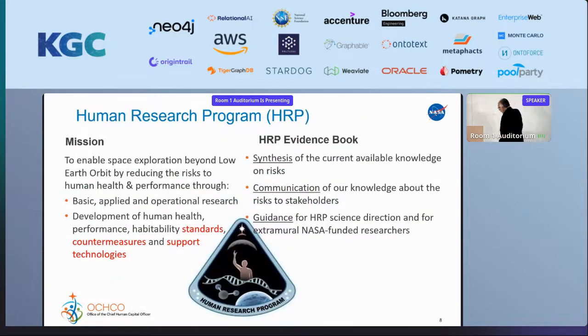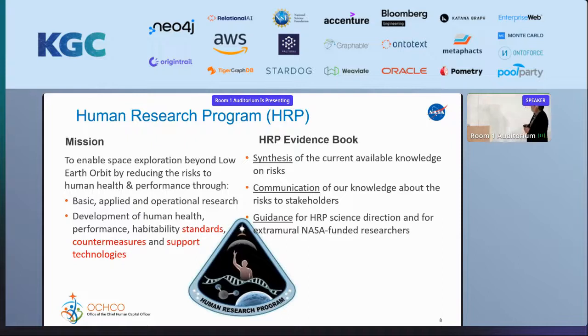The next one I want to talk about is a little closer to my area, because it's coming from where I used to work at Johnson Space Center. It's the Human Research Program. They have what's called an evidence book. Now, this evidence book basically looks, from a medical perspective, at different types of experiments on astronauts and some of the different results from that.